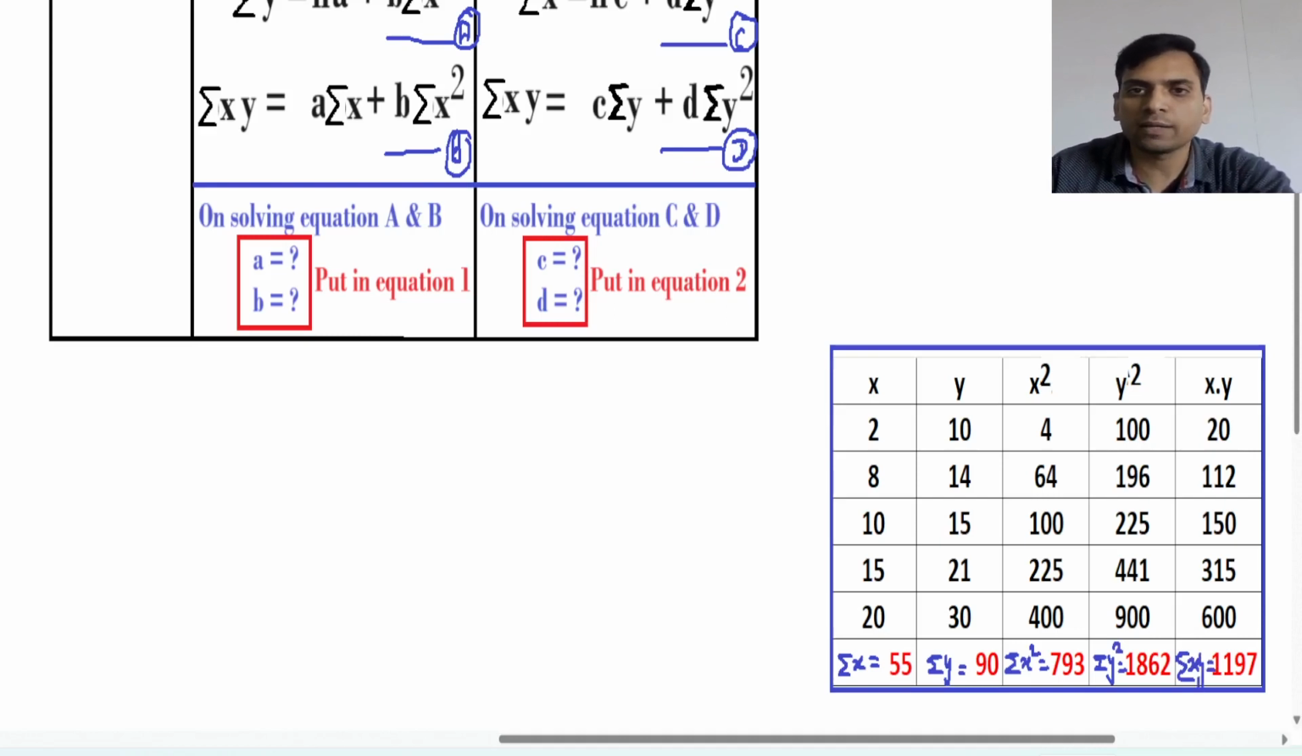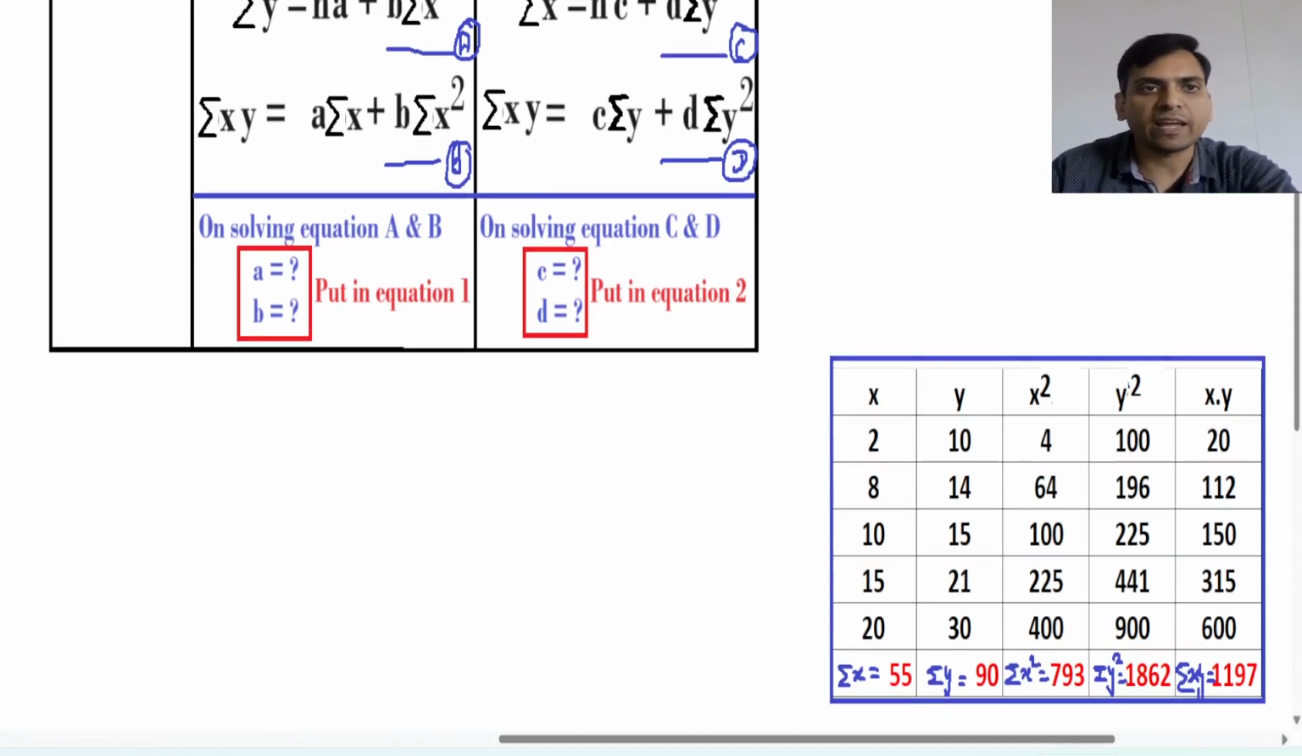So we have two columns x and y. The square of x column: 2 squared is 4, and the square of y, for 10, becomes 100, and this is the product of x and y, meaning multiplication of this and this, 2 into 10 is 20, and then the summation. So we have all these values. Now we will put all these values into the equations.